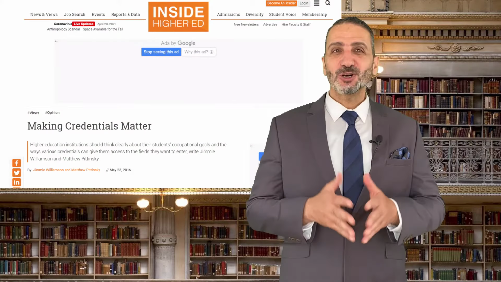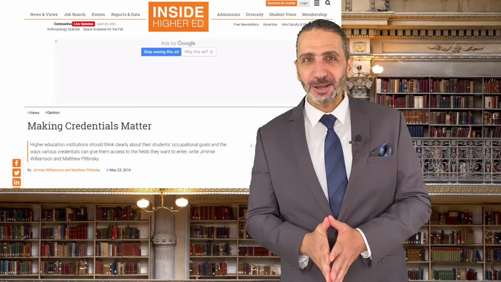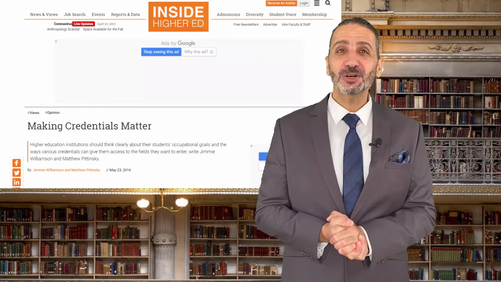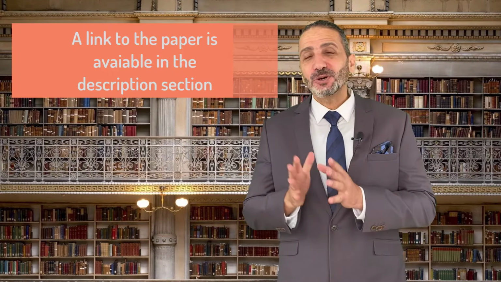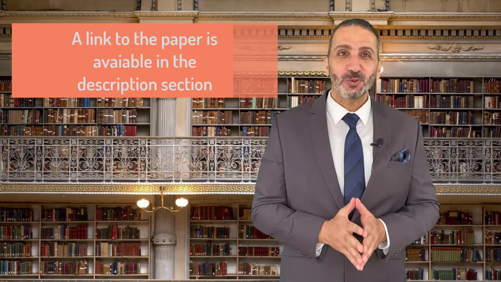The last article that we're going to talk about today is called Making Credentials Matter. This was published in Insider Higher Education by Jamie Wilmison and Matthew Patinsky. They talk about something called stackable credentials. What they mean by this is that you can actually stack your micro-credentials so that they can offer you a pathway to a greater certification.